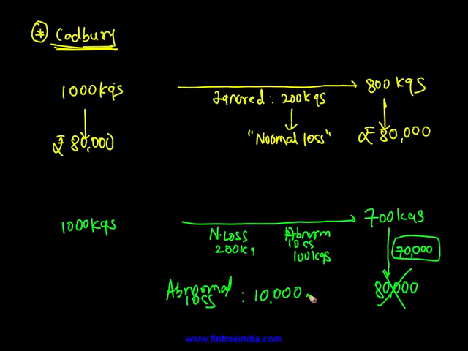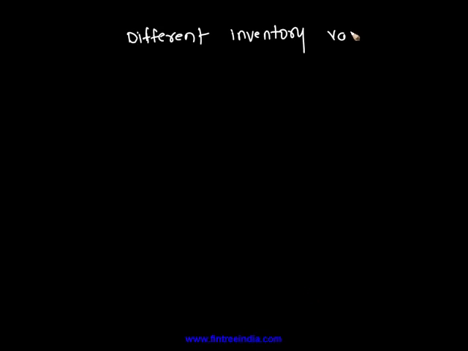Are we clear with this? So what we do not consider for accounting purposes is the normal loss, but abnormal loss is to be considered, and that is to be shown as an expenditure in the period in which it is incurred. Are we fine here? Next learning outcome, different inventory valuation methods.